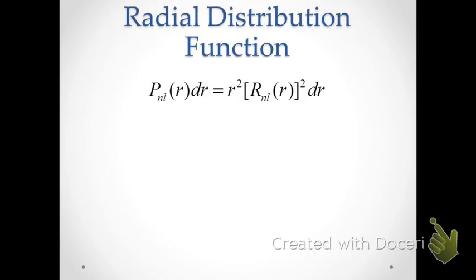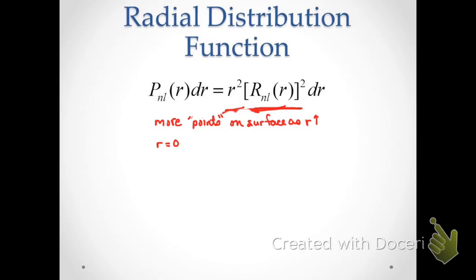So here is the radial distribution function. Basically what we do in the radial distribution function is we just take the radial component of the wave function and we square that, which is what we do to find the probability at a particular point, but then we multiply that by r squared. And the multiplication by r squared actually allows us to calculate the probability at a particular distance from the nucleus. All right, so here's our radial distribution function.